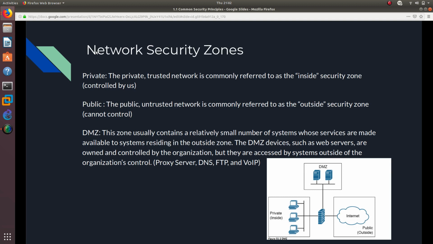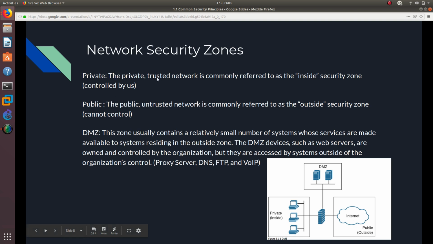And the zones are private, public, and DMZ. And you can see right here on this picture what a DMZ is. A private is the inside, like private IP address. You can think about it like that. And then public or outside, which is the internet.